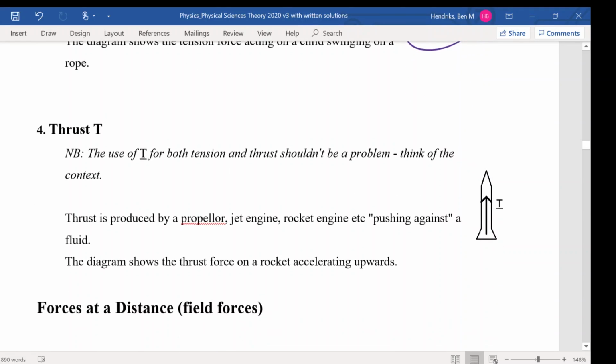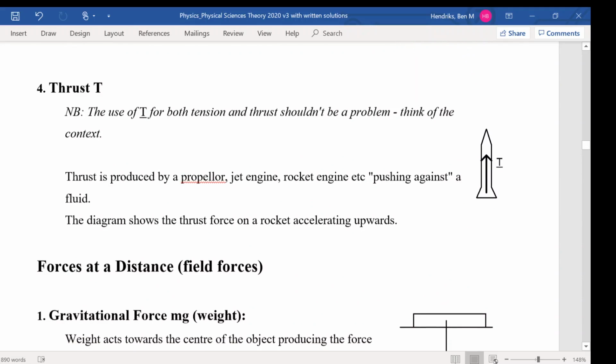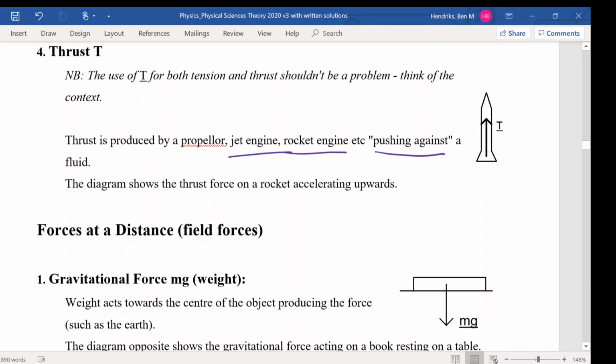Okay, so thrust, when we're talking about jet engines or rocket engines, we're talking about thrust, and it's pushing against a fluid. So often when we come to doing Newton's third law, we'll talk about a rocket exerting a force on gas particles and then gas particles exerting a force on the rocket, and that produces a thrust in the direction that we want it to go in.